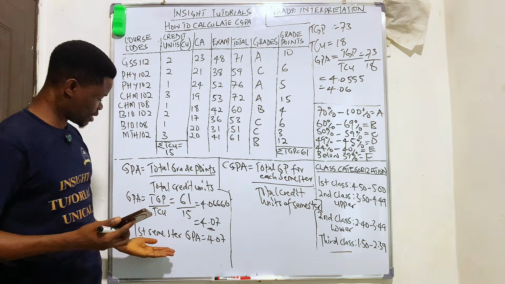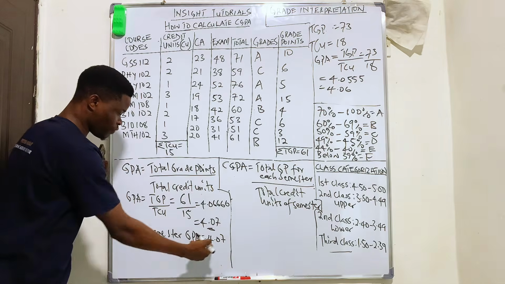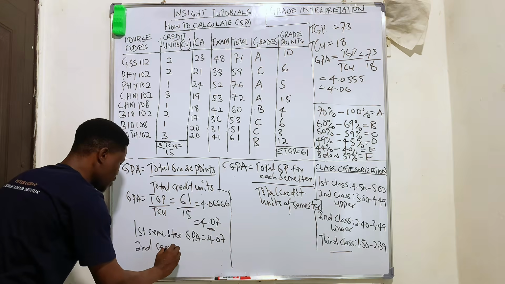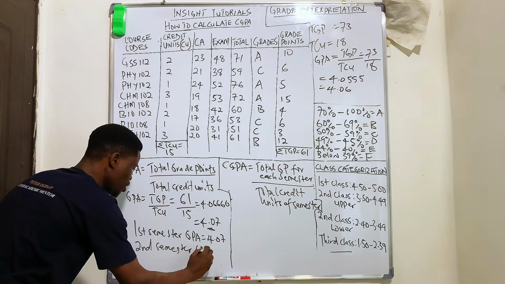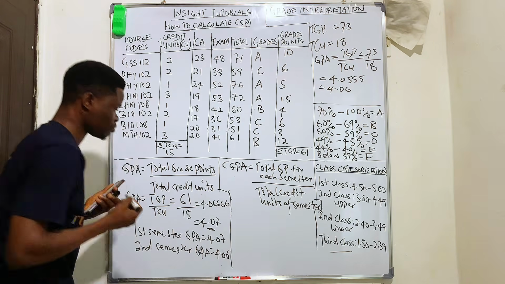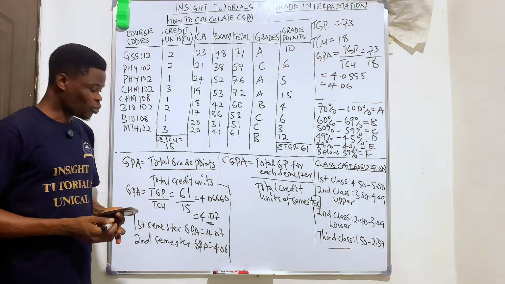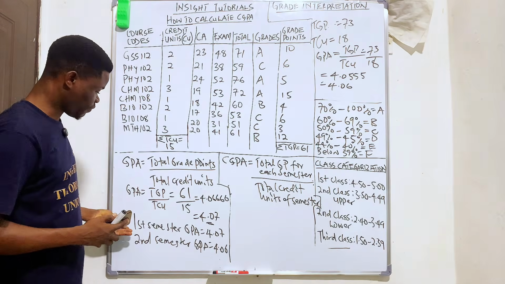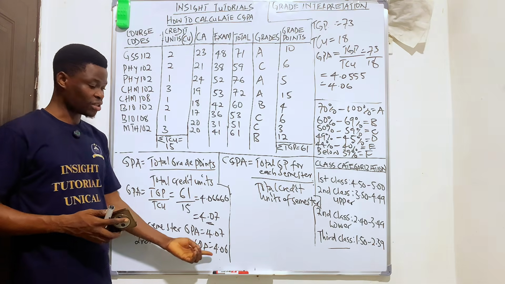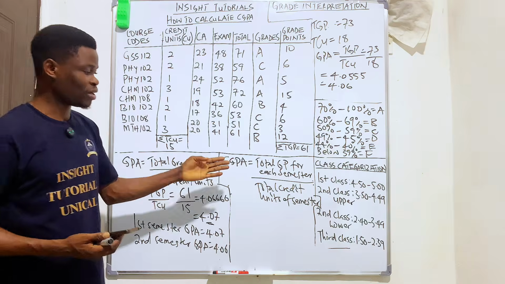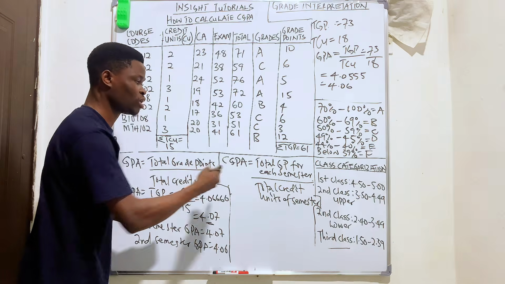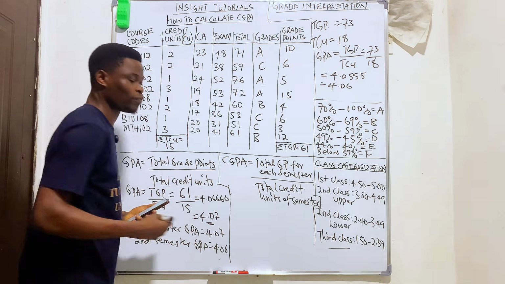Now, this student has a first semester GPA of 4.07, and the student also has a second semester GPA of 4.06. If you notice, there's consistency with this student's GPAs. So we have been able to get this student's first semester grade point average as 4.07 and the second semester grade point average as 4.06. So we're going to find the student's CGPA, like I've said. For us to get the CGPA, the formula is the total grade points for each semester all over the total credit units of the semesters.